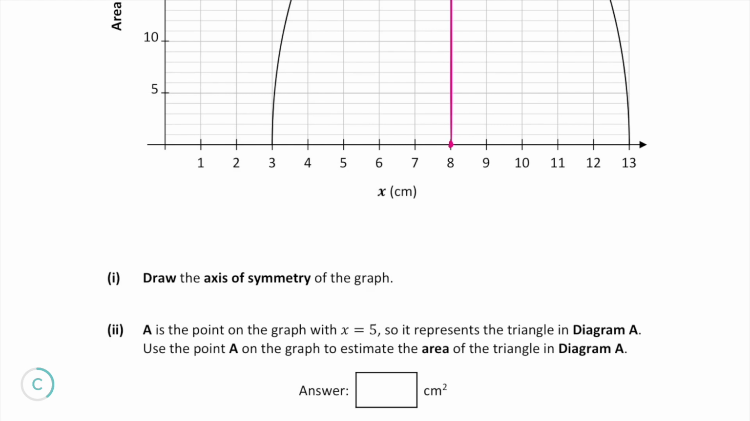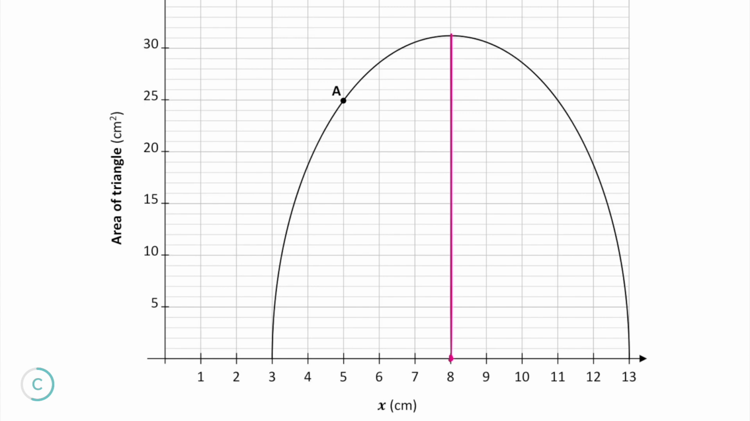In part 2, we're told that A is the point on the graph with x equal to 5. So it represents a triangle from diagram A. We have to use this point on our graph to estimate the area of the triangle in diagram A. While looking at our graph, we have the length of x on the x-axis and the area of the triangle on the y-axis. So if we draw a horizontal line across from A until we hit the y-axis, we can see that the area of this triangle is roughly 25 centimeters squared.